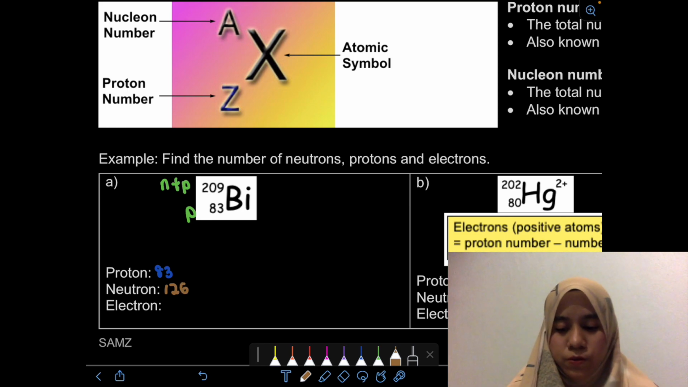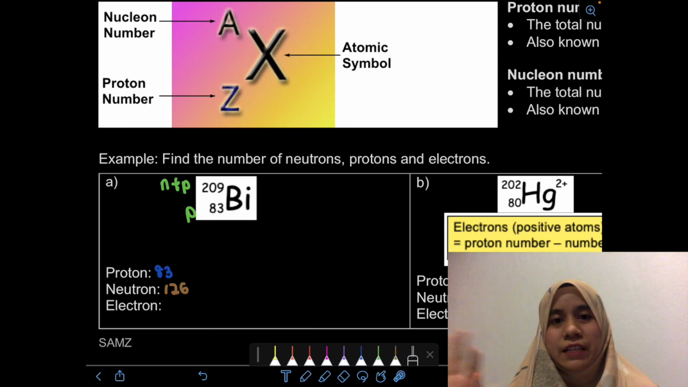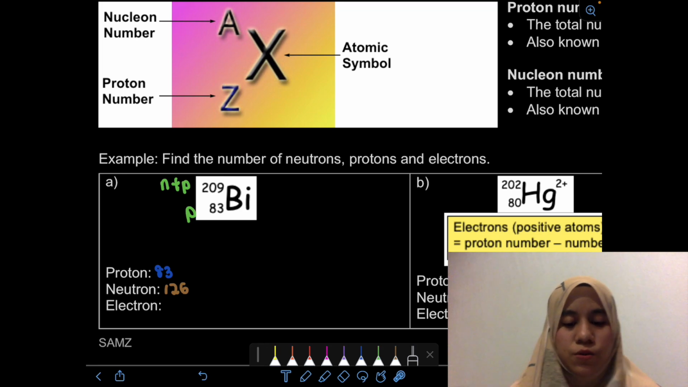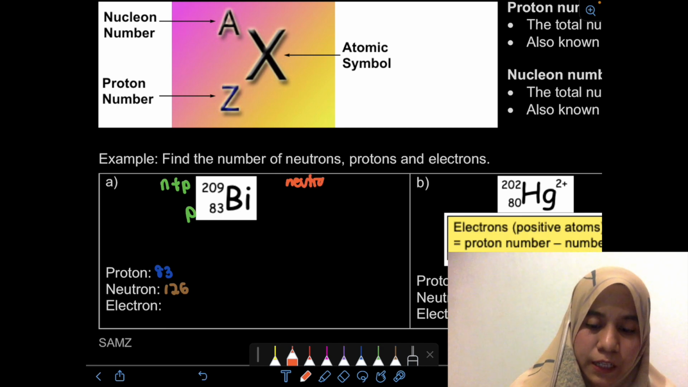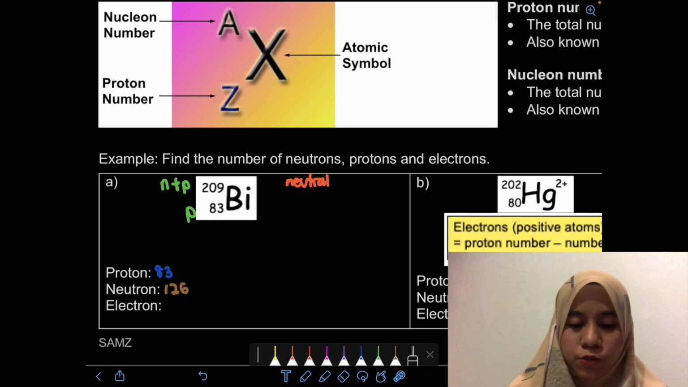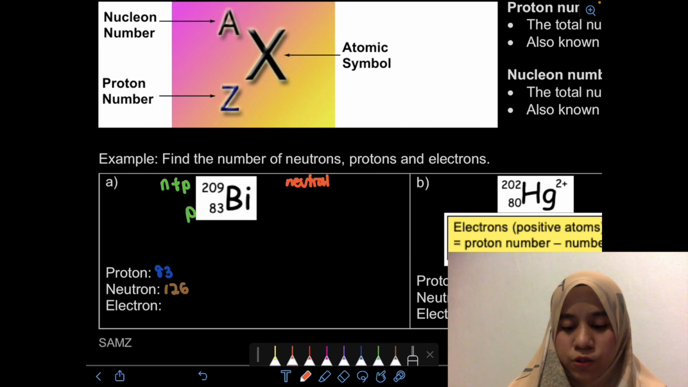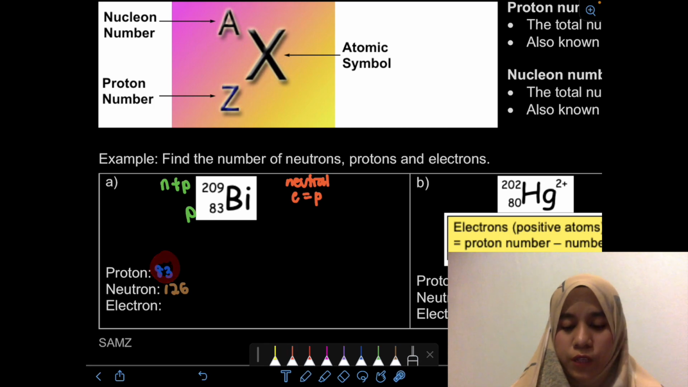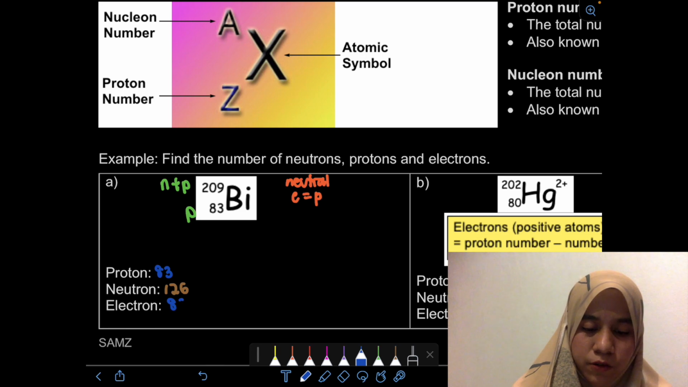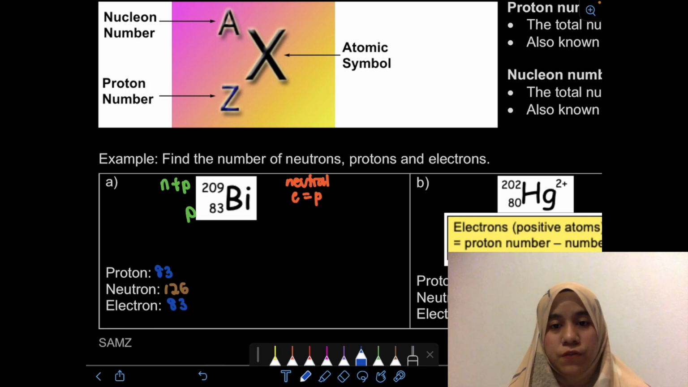Okay. So sekarang ni, how about electron? Tadi kita kata electron ni kita tengok different cases dia. So the first one is the neutral case. So for the neutral atom, kita tengok there's no charge attached to our atomic symbol. So for the neutral case, the number of electron is equal to number of proton. So kat sini, number of electron kita samalah dengan proton kita, which is 83.